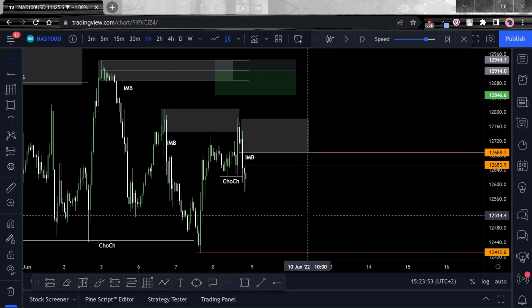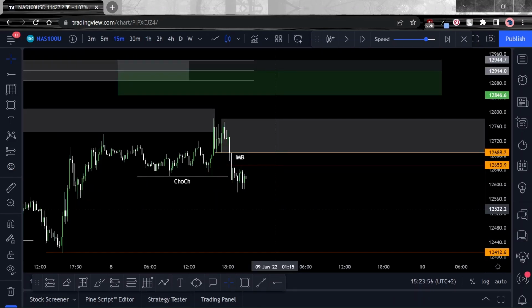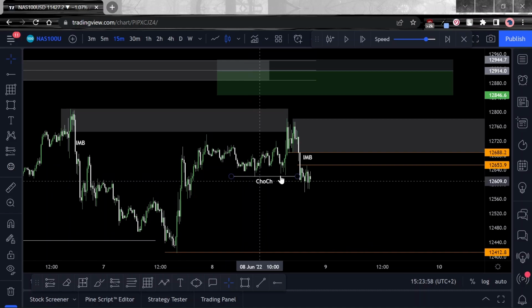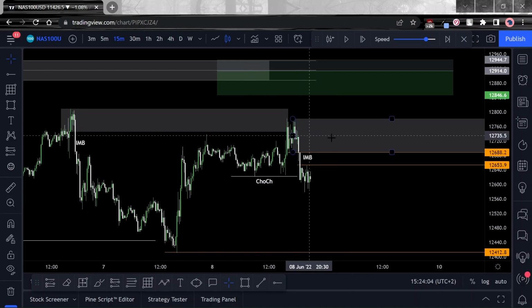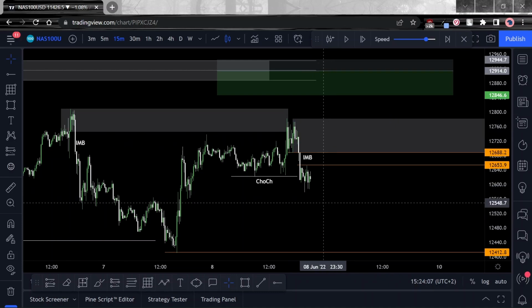So we've seen our change of character on the H4. It also appears on our M15 even clearer. Price gives us a high low, pushes up, breaks structure very impulsively. So we're going to wait for price to come back in here and fill our imbalance.